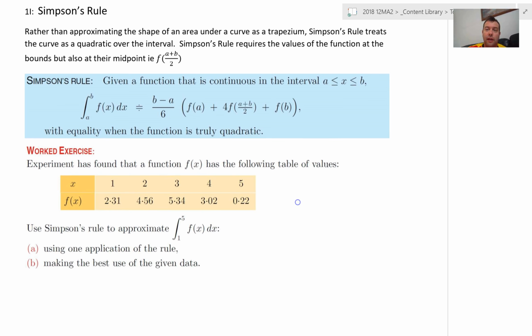Hey 12s, can we look here at Simpson's rule today? This is the last part of this topic on integration. And just like trapezoidal rule, what we're looking at is a way of dealing with functions that we can't integrate.